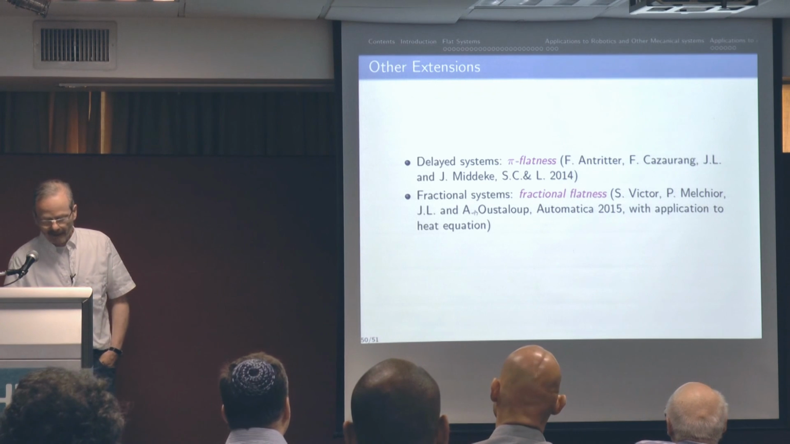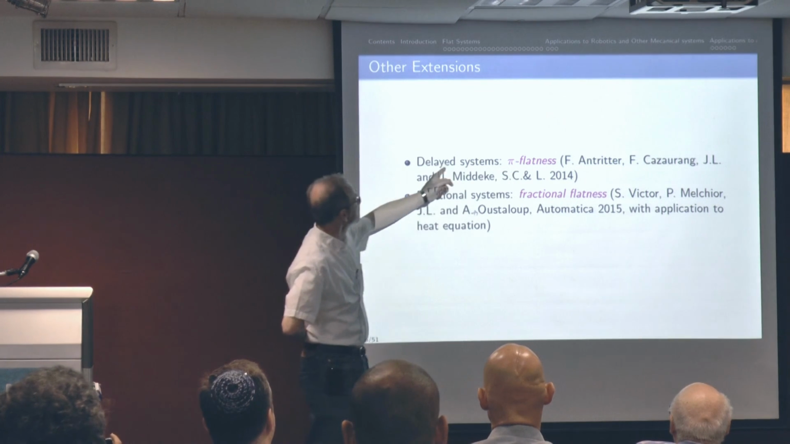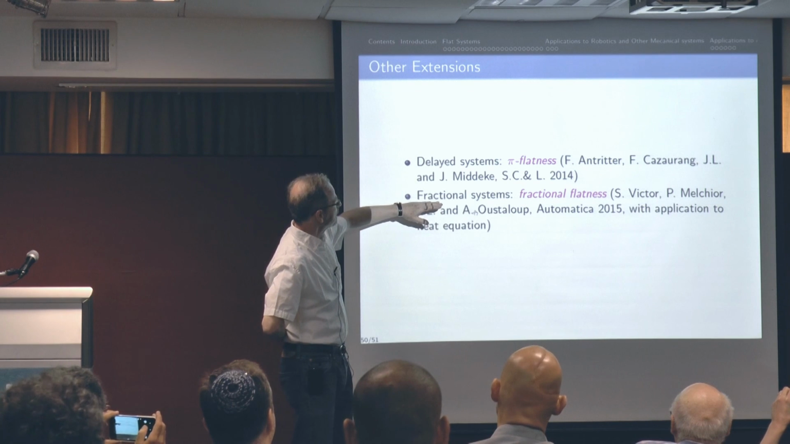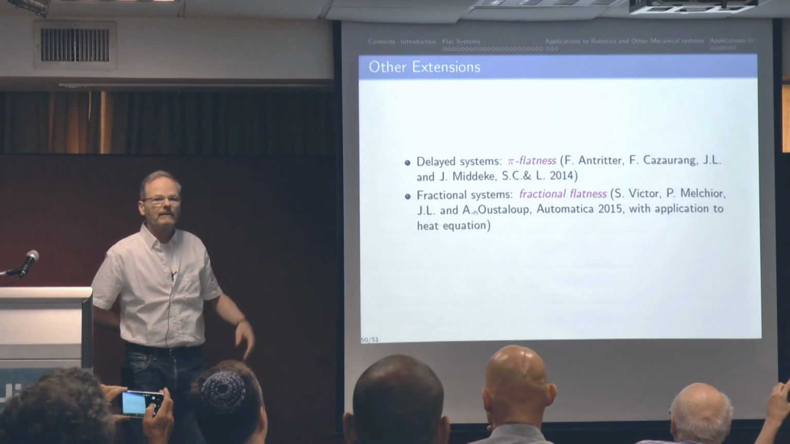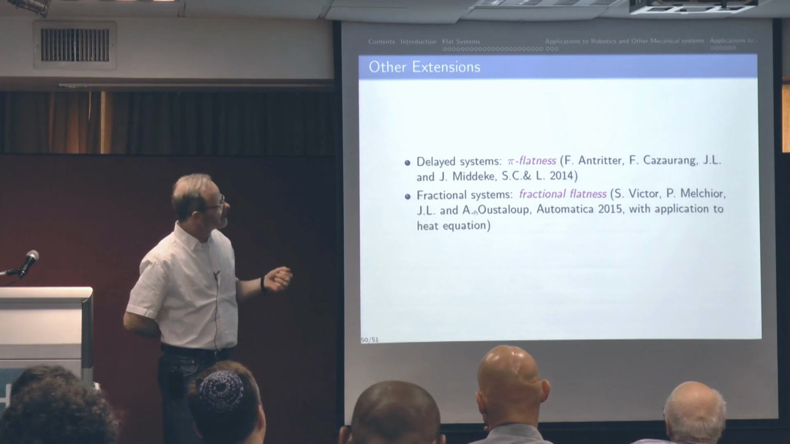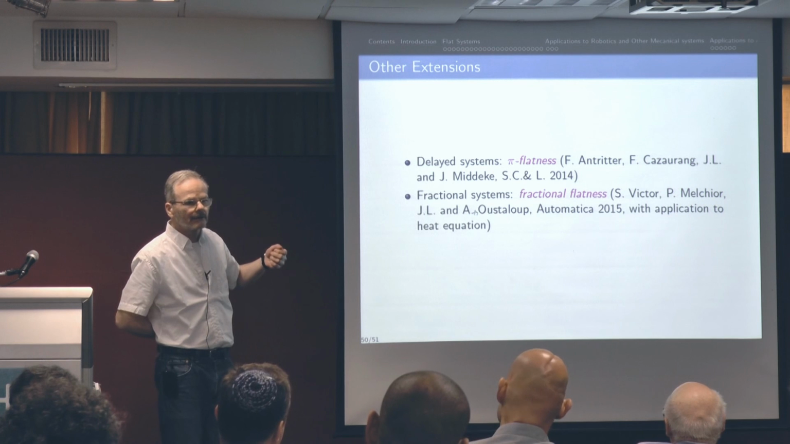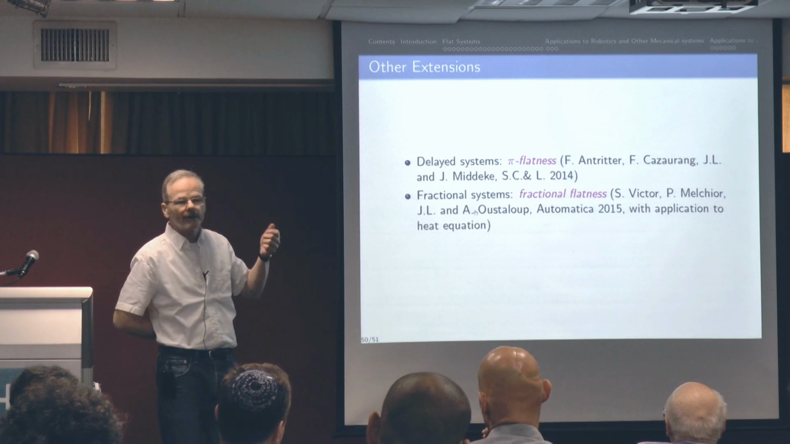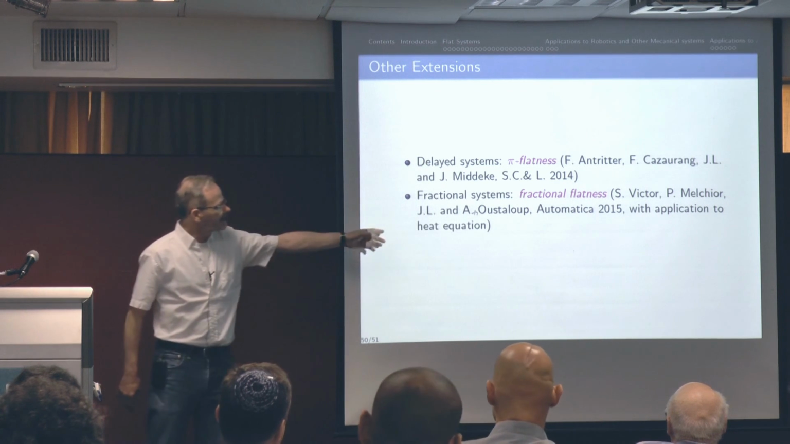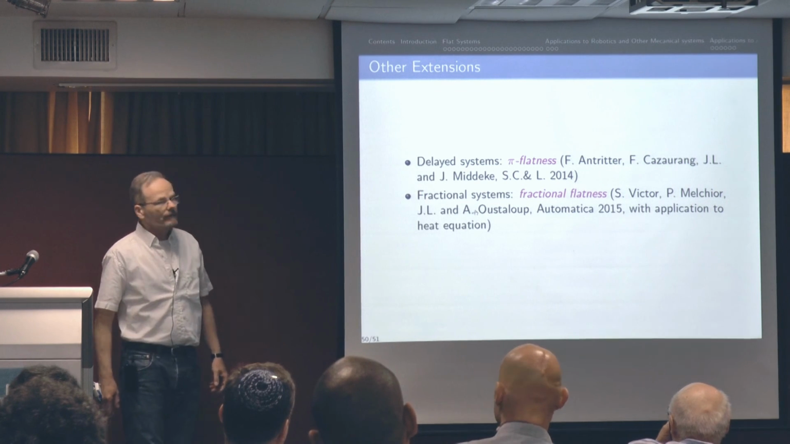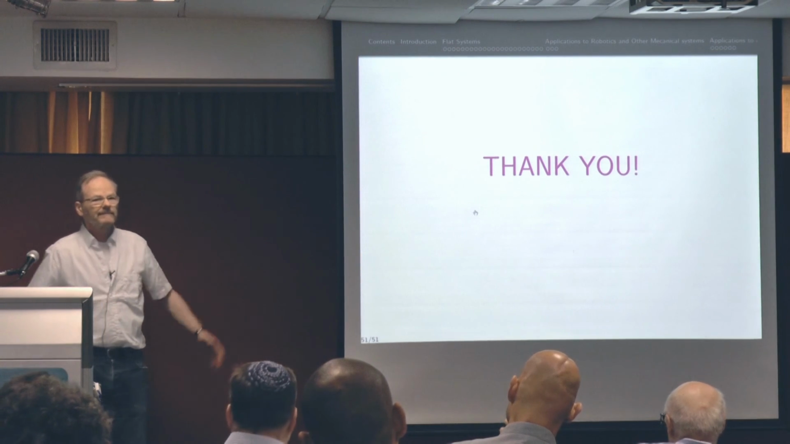There are also extensions by the notion of pi flatness for delayed systems. There is also a notion of fractional flatness for fractional systems, I mean, the system being described not by an ordinary differential equation, but a differential equation where the order of derivation is non-integer. And this can be used in order to control the heat equation. Thank you very much.